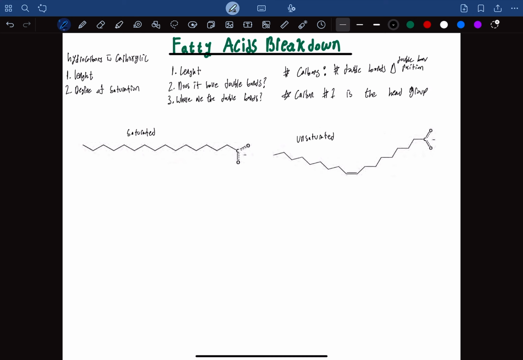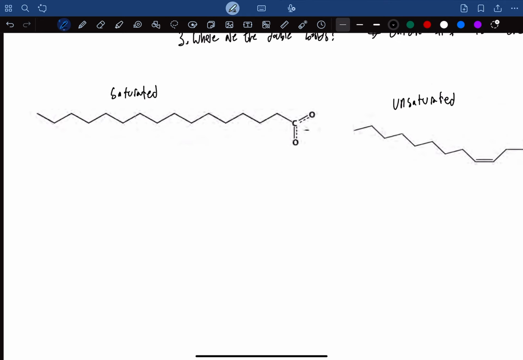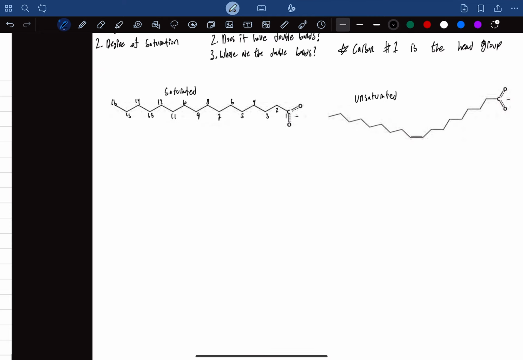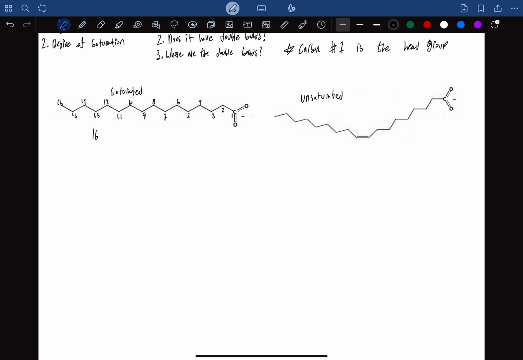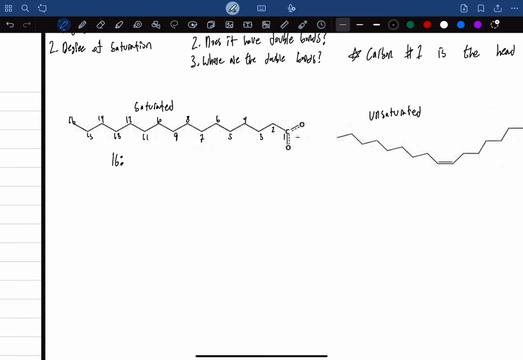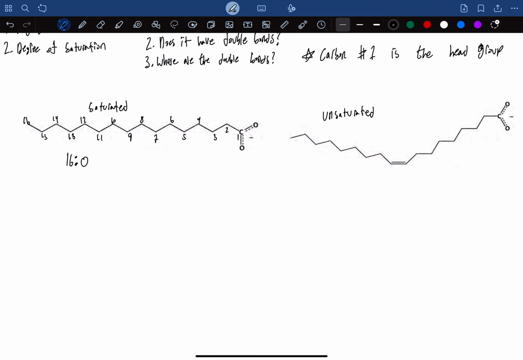So now we know that, we can do this example fairly easily. Let's look at the saturated one first. So this is number 1, 2, 3, 4, 5, 6, 7, 8, 9, 10, 11, 12, 13, 14, 15, 16. That's the number of carbons we have, so we put 16. Put the colon, and then the number of double bonds. There are no double bonds, so this is 0. So this is the nomenclature for this fatty acid.